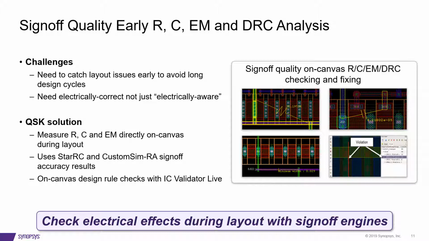It is good for layout designers to check EMRC while doing the layout. QSK provides mapping files and settings to check and fix design rule violations, electromigration, resistance, and capacitance on canvas. We use StarRC, Custom Sim Array, and IC Validator sign-off engines with Foundry release run sets.